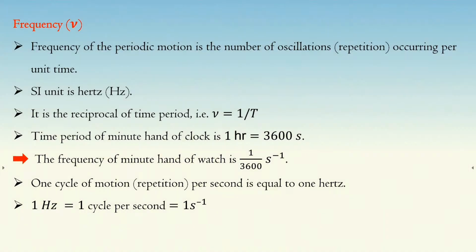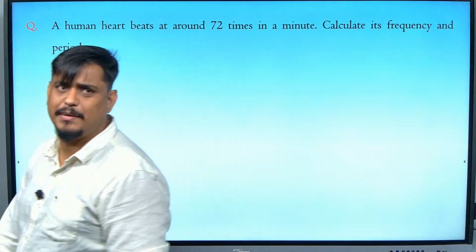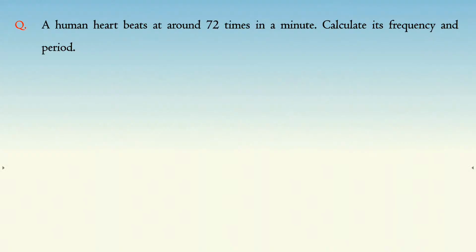Okay. Now, a simple question. A simple question. Tell me the answer fast. A human heart beats at around 72 times in a minute. Calculate its time period and frequency. Obviously, frequency you can find, reciprocate it, that will be the time period.